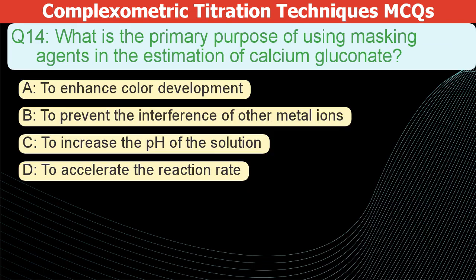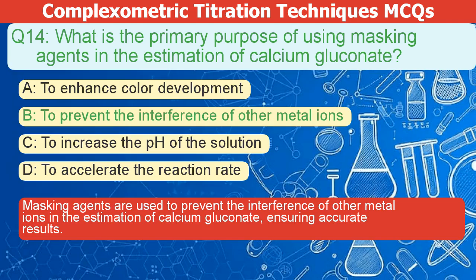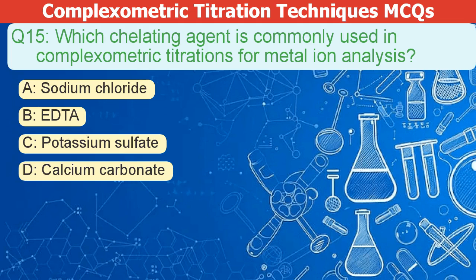What is the primary purpose of using masking agents in the estimation of calcium gluconate? A. To enhance color development. B. To prevent the interference of other metal ions. C. To increase the pH of the solution. D. To accelerate the reaction rate. The correct answer is B. Masking agents are used to prevent the interference of other metal ions in the estimation of calcium gluconate, ensuring accurate results.